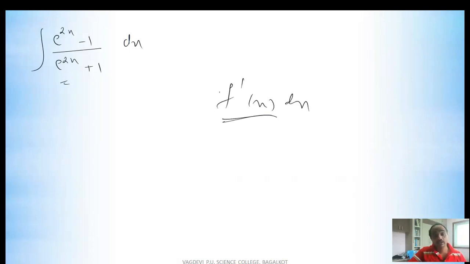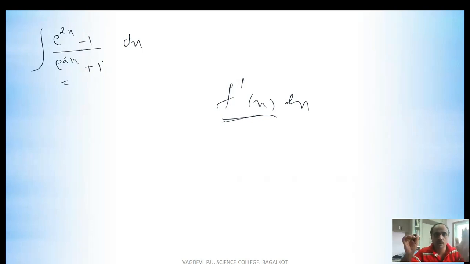e to the power 2x minus 1 divided by e to the power 2x plus 1. This is a substitution problem, but very typical, not the direct one. You cannot identify which is the main function. Many of you are saying e to the power 2x is the main function. Okay, what is the derivative of e to the power 2x? e to the power 2x. But I said if f of x is the main function, then f dash x dx should be there. But e to the power 2x dx is not there.